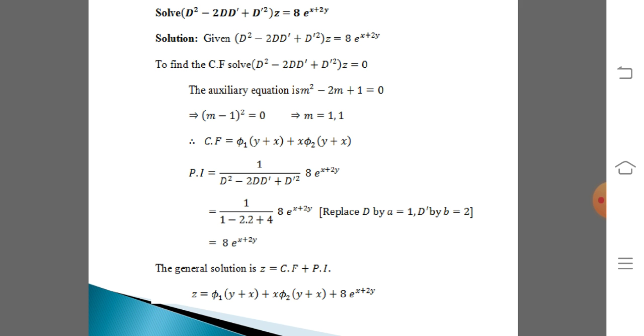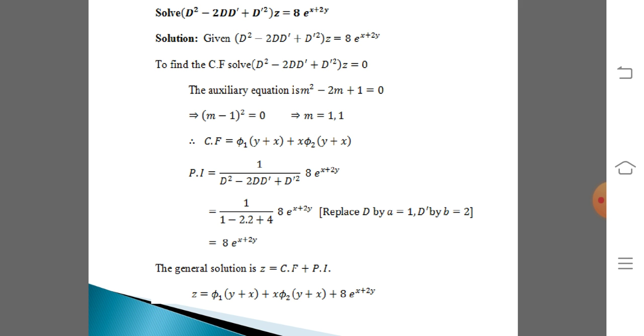The factors of m square minus 2m plus 1 equal to 0 are (m minus 1) into (m minus 1) equal to 0. So m square minus 2m plus 1 is nothing but (m minus 1) whole square, which is equal to 0. This implies m equal to 1, 1.